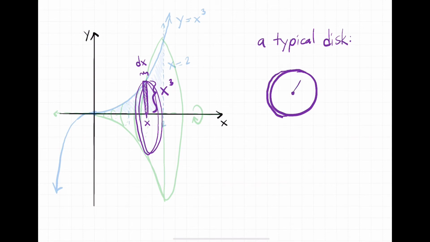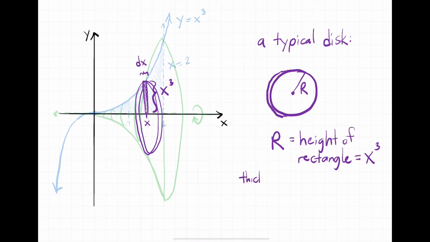In fact, what is the radius of this disk? Let's call it big R. The radius of the disk is just the height of the rectangle that we had. The rectangle extends from the center of that disk all the way to its edge, so the height of that rectangle is the radius. Which we determined is the y value, which is x cubed. What is the thickness? Well, the thickness of that disk is just the width of the rectangle, which is dx.